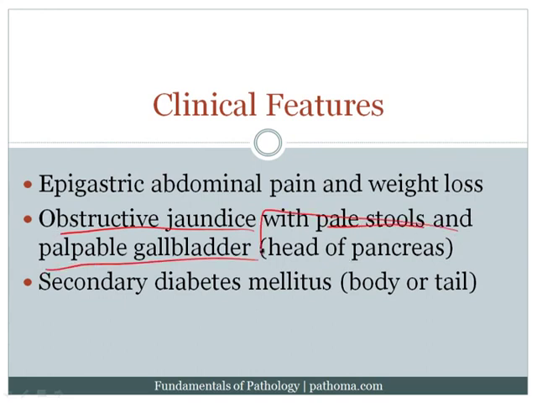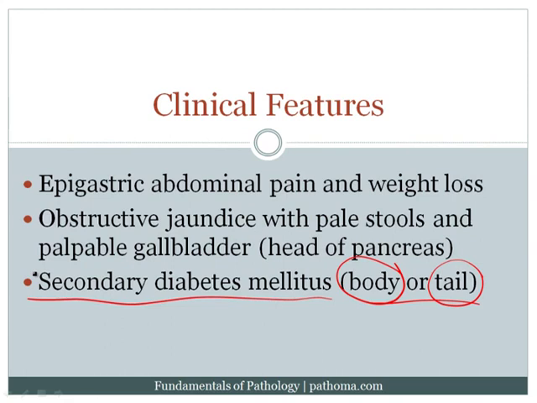Again, this would arise when tumors are present in the head of the pancreas. If a tumor is present in the body or the tail, there's a possibility for that tumor to knock out the islet cells of the pancreas, which are predominantly present in the body or the tail. And so those patients can present with secondary diabetes mellitus.